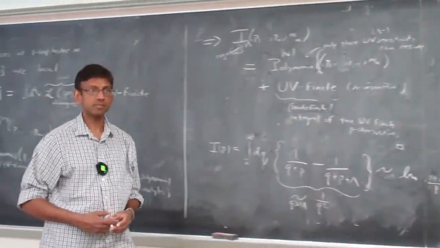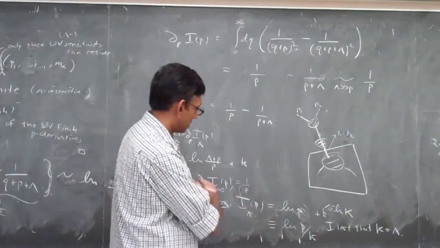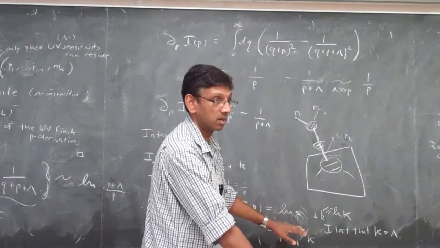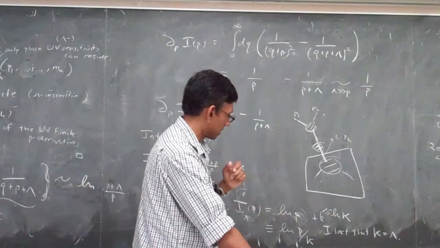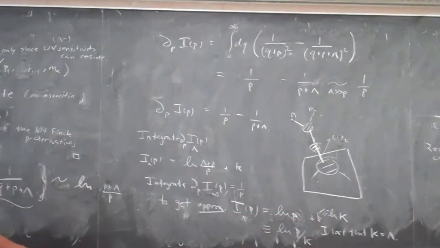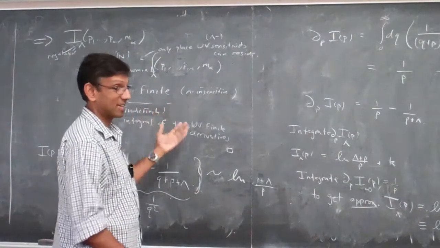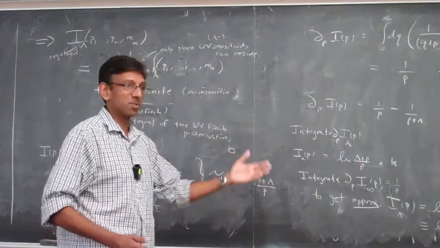So ln p is a unique finite term, and ln k is a polynomial. Log p is your unique finite term. And log of k is your polynomial that's UV sensitive. That's right. Log p is non-analytic in p. It's finite. I can calculate it. It's a prediction. The log k is not a prediction.